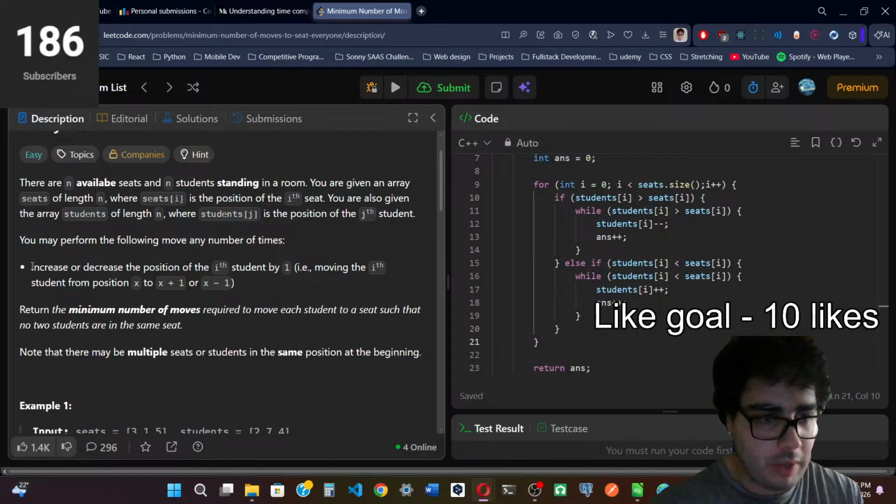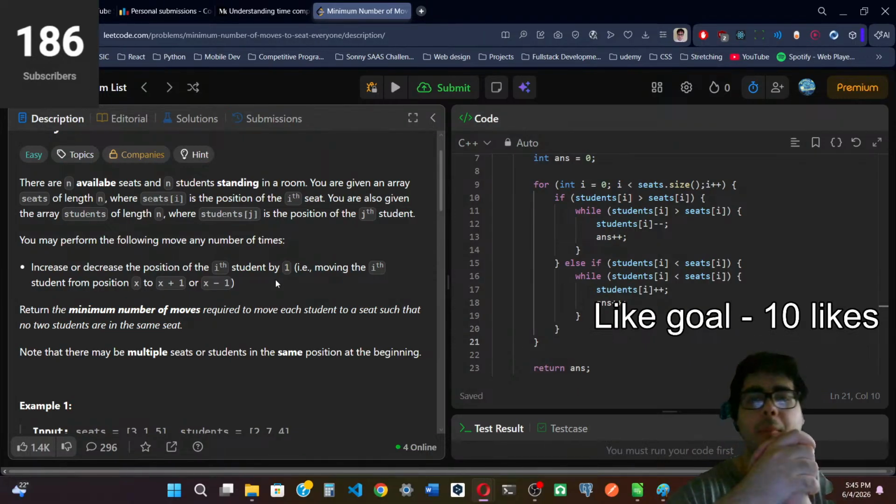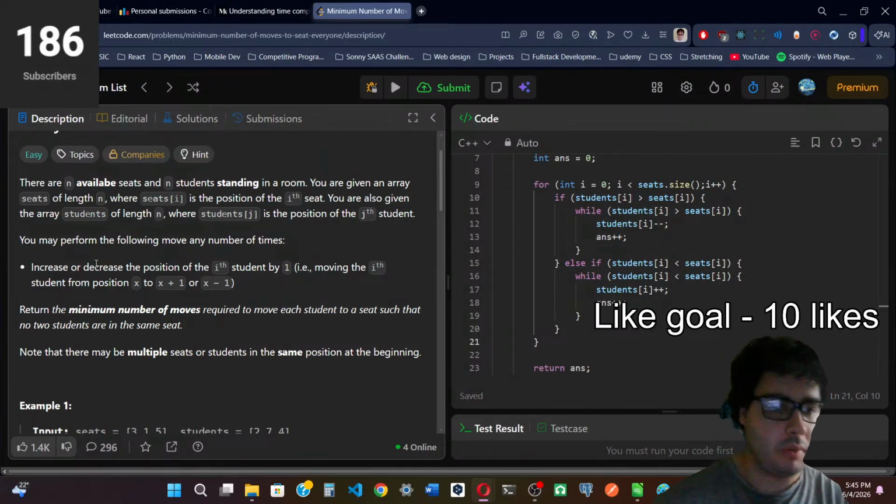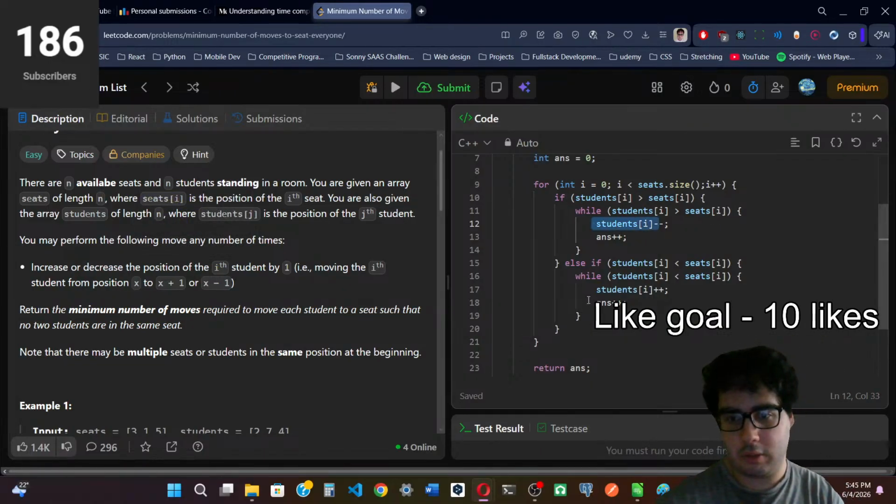Because we have here: increase or decrease the position of the ith student by 1. So guys, my bad, we do not increase or decrease the seats. We only increase or decrease the students. Okay, as we can see here in the code.